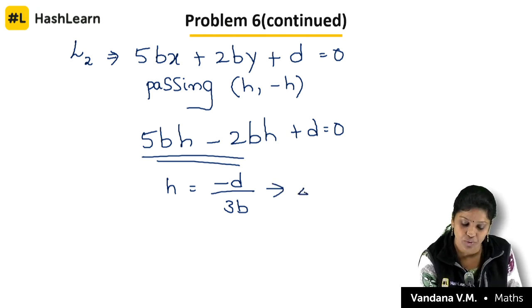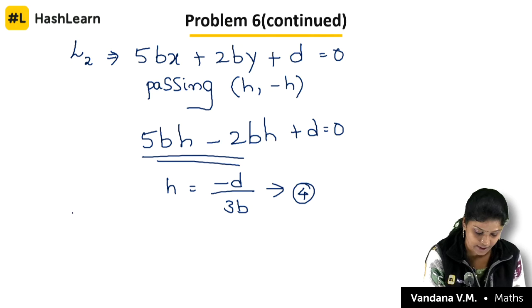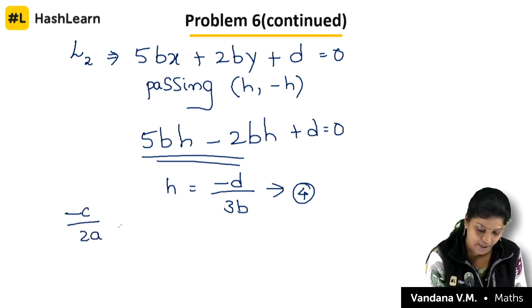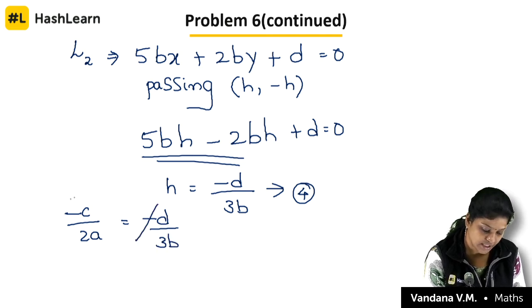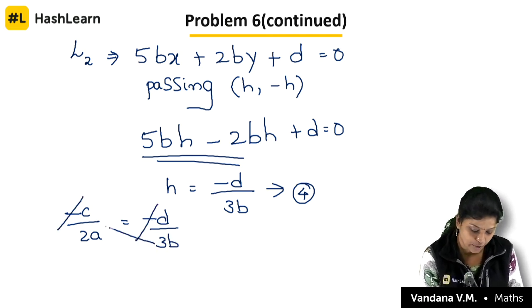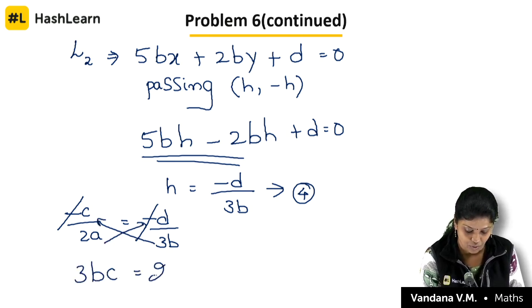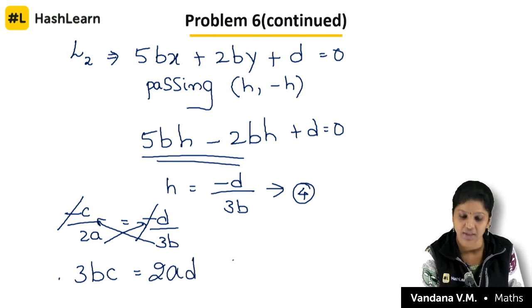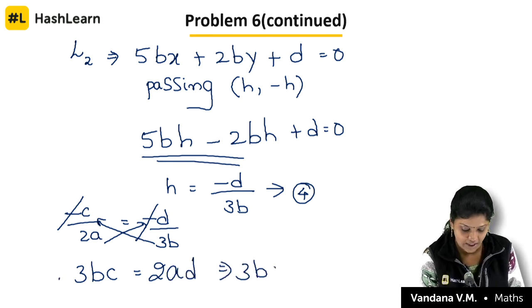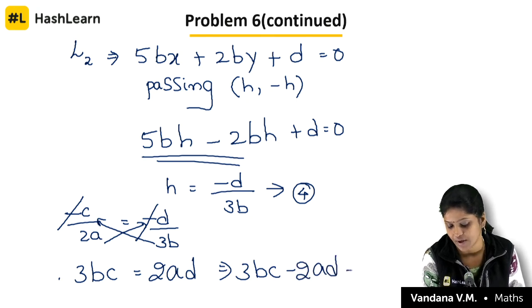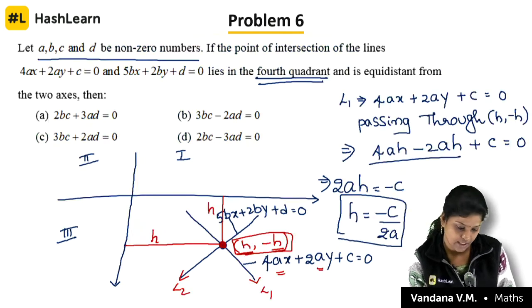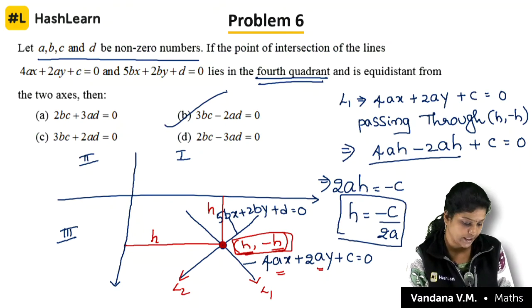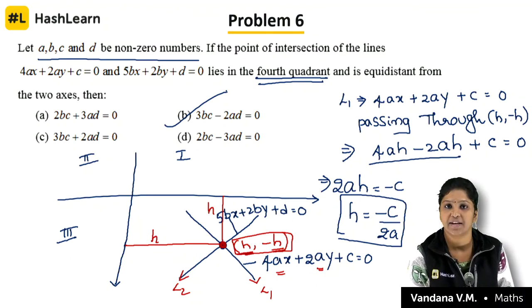So from these two values, I can say that minus c by 2a is equal to minus d by 3b. Now, on both the sides the minus signs will get cancelled, and do the cross multiplication, you will get 3bc is equal to 2ad. Bring it to one side, you will get 3bc minus 2ad is equal to 0. So which option is correct, children? 3bc minus 2ad, right? Yes, option B is correct.